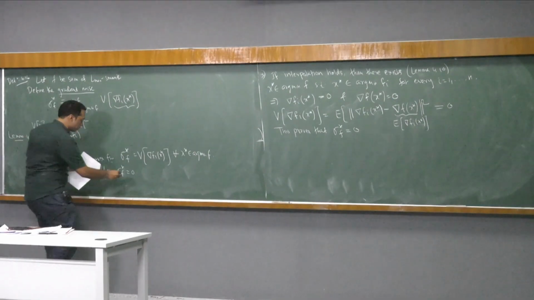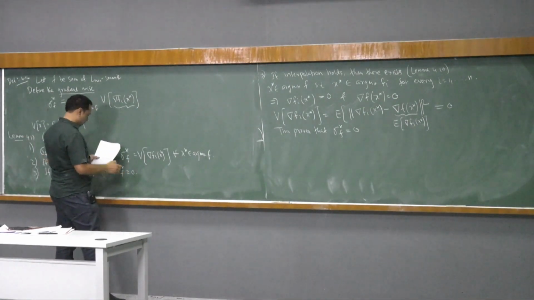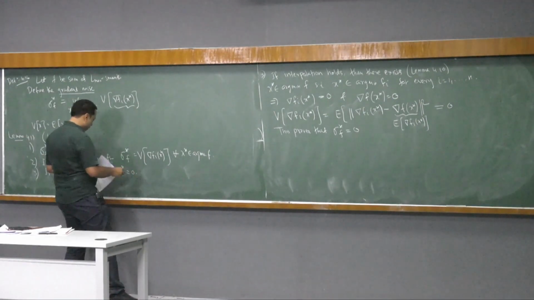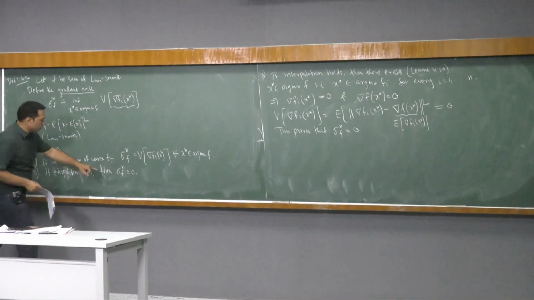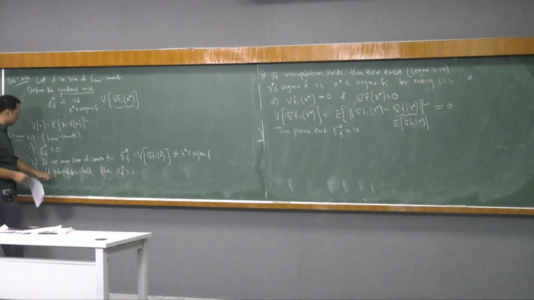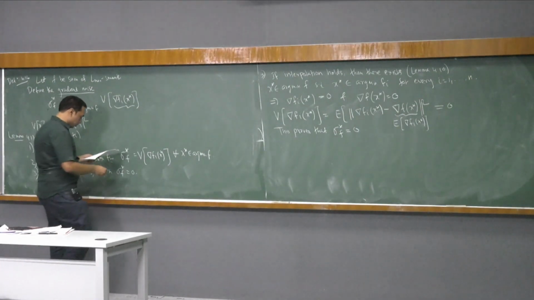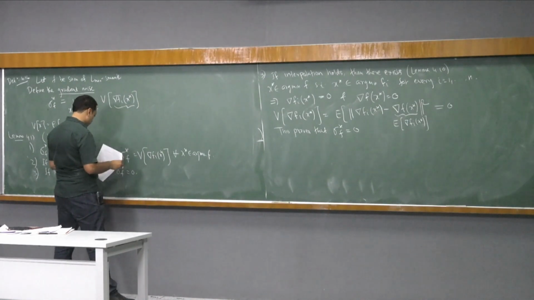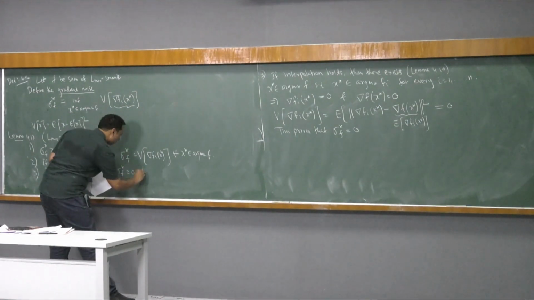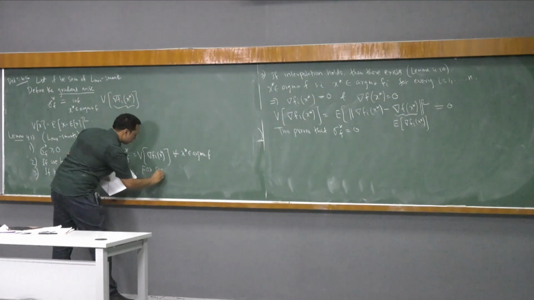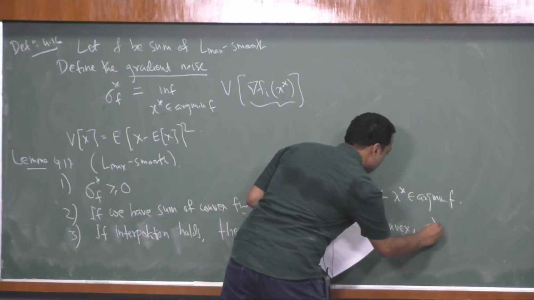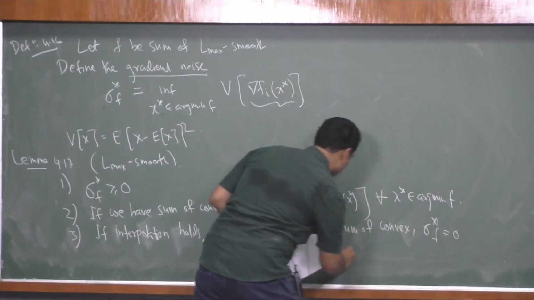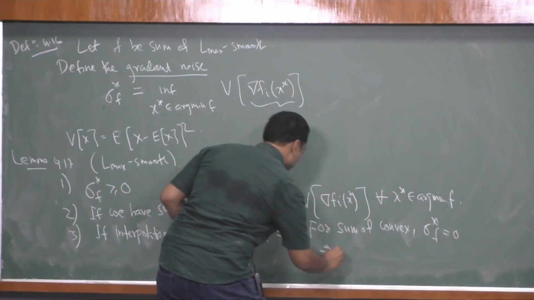Okay, I believe this is an exercise for you. This is just a few lines again, you can have a look. So actually this becomes an equivalence. The other way is also true. If it happens to be sum of convex, then sigma star f being 0 also implies that interpolation holds.